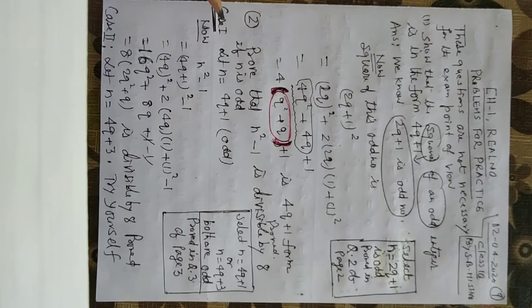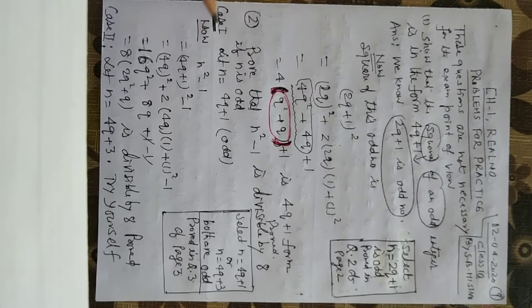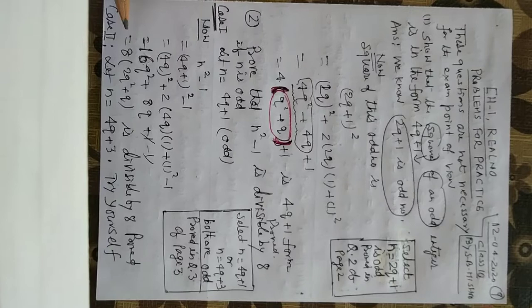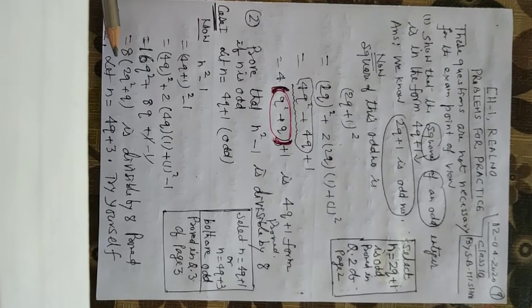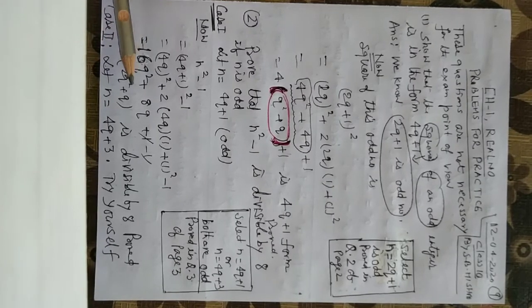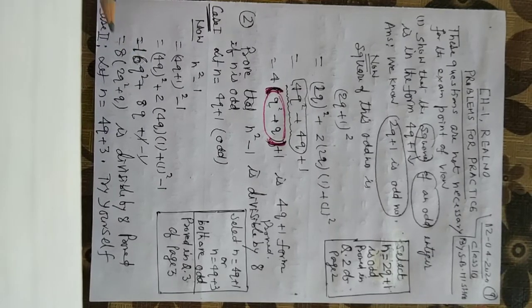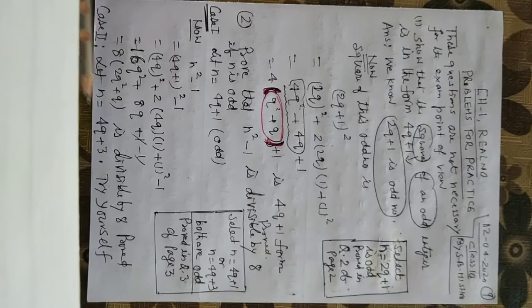So case 1, if 4q plus 1 is taken as n, then n square minus 1 is (4q plus 1) whole square minus 1. Simplify it, a square plus 2ab plus b square. 1 cancelled. So 16q square plus 8q. 8 common: 8 into (2q square plus q) inside the bracket. Since 8 is outside, it is divisible by 8. 8 is a factor, so divisible by 8 is proved. Case 2, let n is equal to 4q plus 3. Try yourself.